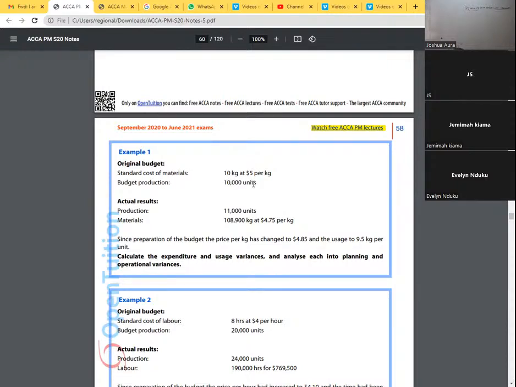So they want us to calculate the expenditure and the usage variances and then analyze each into planning and operational variances. This one I'll get all the marks.